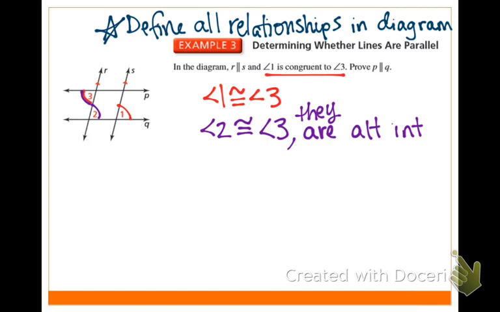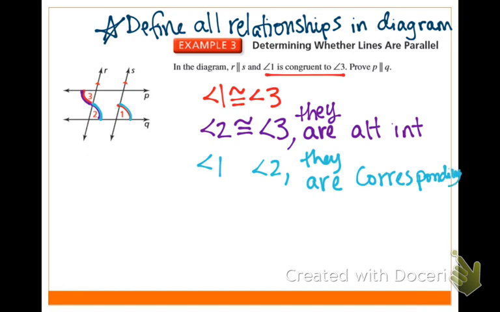What other pair of angles have we not mentioned yet? 1 and 2. What is the relationship between 1 and 2? They're corresponding. What do we know about corresponding angles? They're congruent. So angle 1 is congruent to angle 2. All you're doing is telling me what's congruent or supplementary, and what relationship they had together.